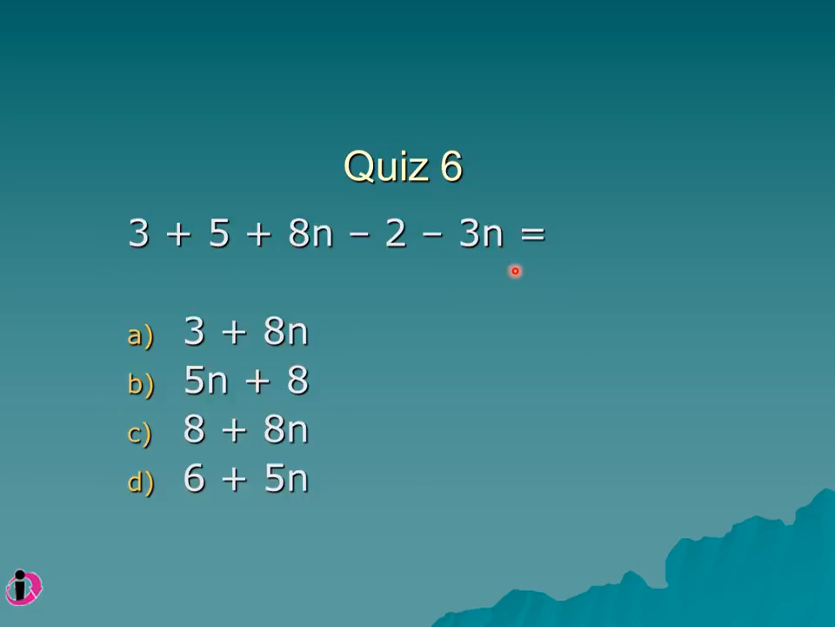Okay? We'll show you. Now here, again, the like terms are 8n and 3n, negative 3n. That makes 5n. And also 3, 5, negative 2, those are like terms as well. Okay? Then you get 6 from there. So the right answer is 6 plus 5n, which is the last one, D. Right?